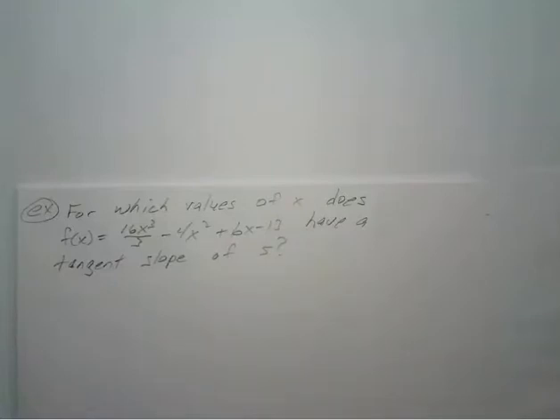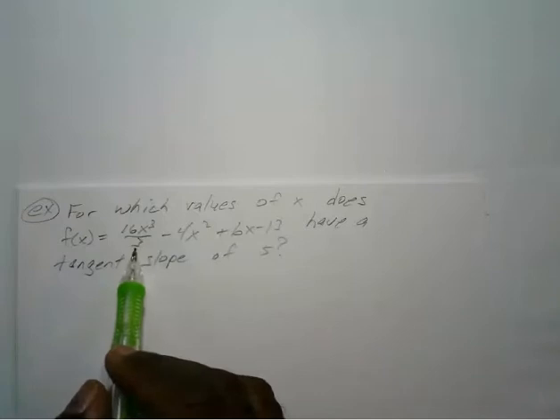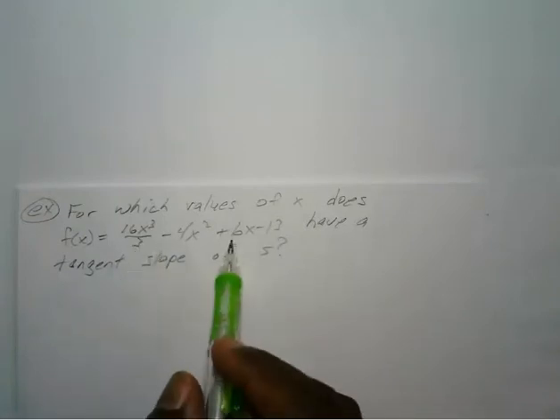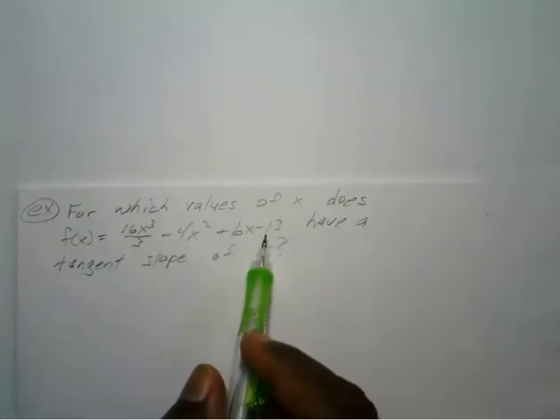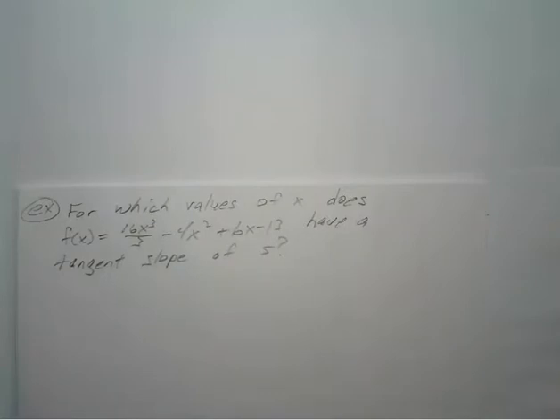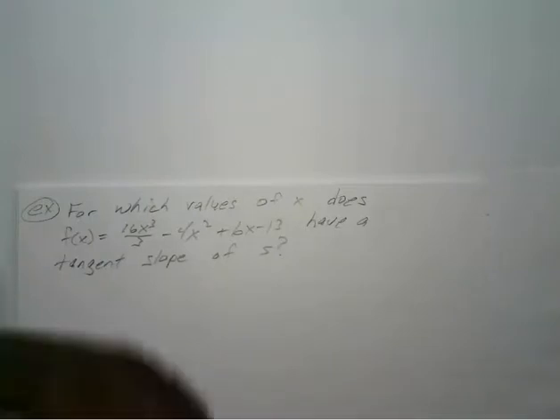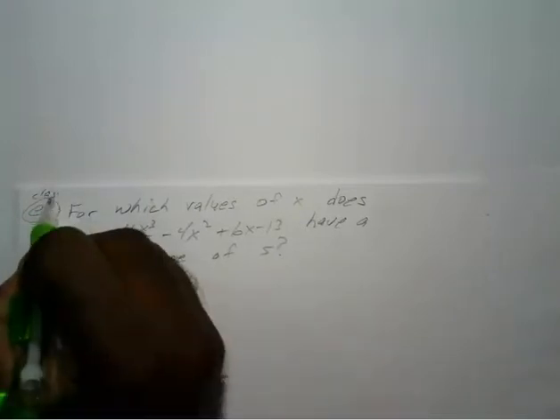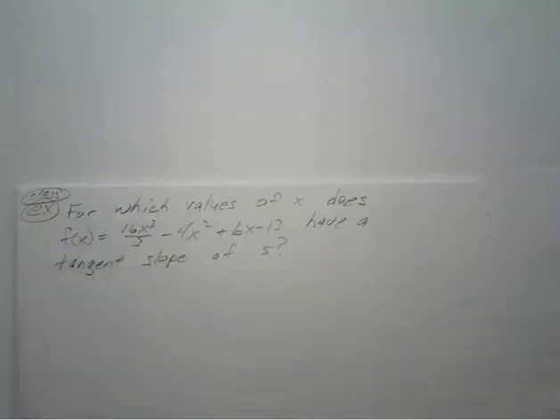Alright, so for which values of x does f of x equals 16x to the third power over 3 minus 4x squared plus 6x minus 13 have a tangent slope of 5? Alright, so once again, what I want you to do is go ahead and press pause and work on this one yourself.